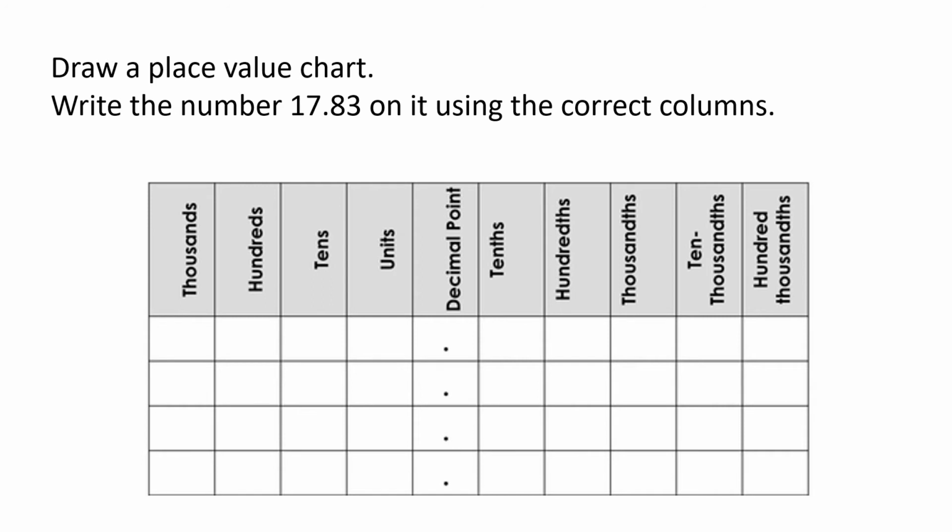Draw a place value chart onto your paper. Pause the video here so that you can draw your place value chart. It should look a bit like this. Once you've drawn your place value chart, write the number 17.83 on it using the correct columns. That number should look like this: 17.83.